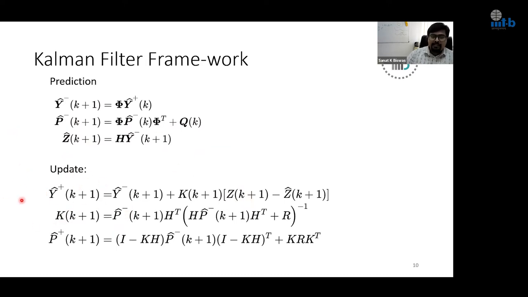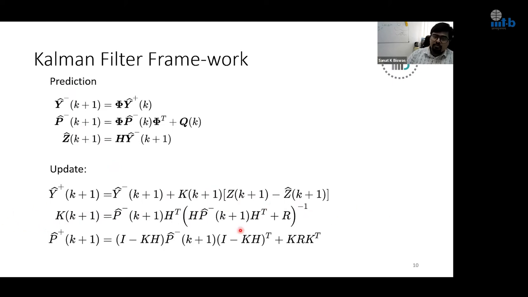Our updated estimate, y hat plus, is equal to y hat minus, which we predicted in the earlier step, plus some gain k multiplied by the residue. Residue is the actual measurement minus what you computed in the prediction step. So that is your residue. Now this gain k is called the Kalman gain, and it looks like this equation.